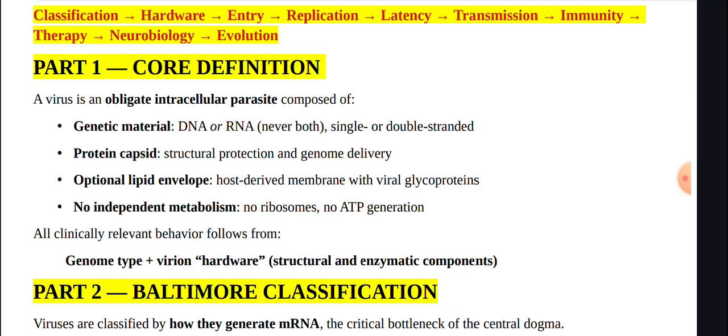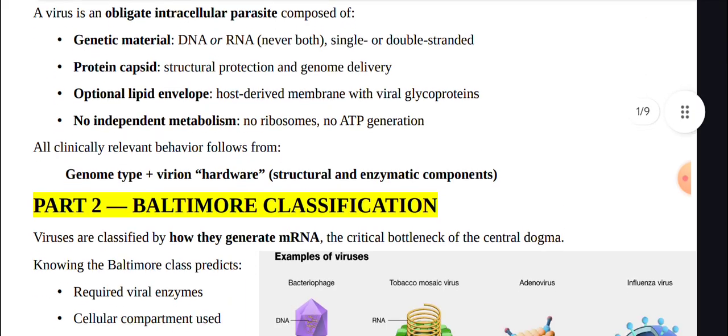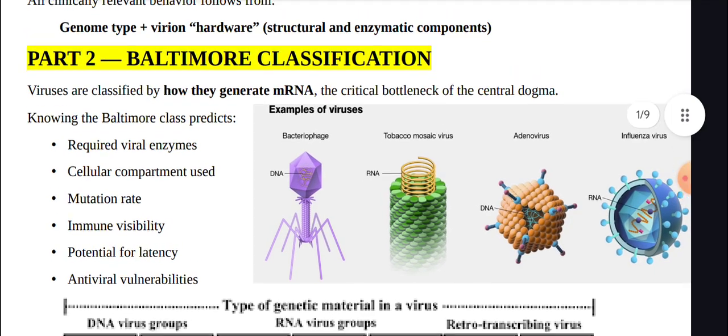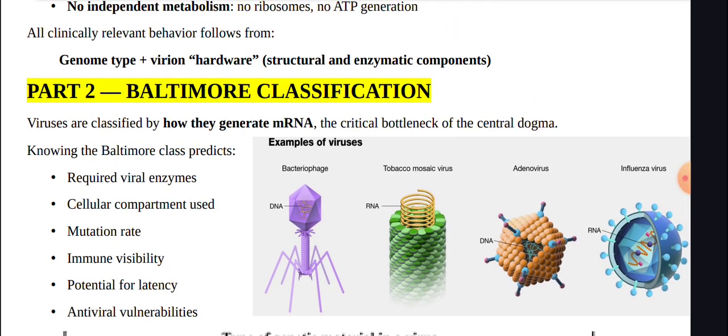The source material brings up the Baltimore classification. Now, to the uninitiated, this sounds like a police lineup. It is a lineup of sorts. It was developed by David Baltimore, a Nobel laureate, and it was a brilliant insight. He realized that you shouldn't classify viruses by what they look like. Spiky, round, long. The aesthetics. Right, the morphology. You should classify them by how they solve one single universal problem, how they navigate the central dogma of biology.